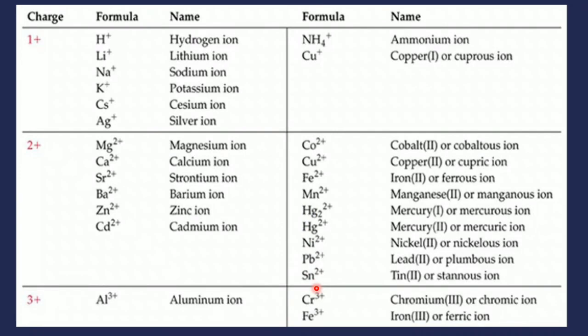So when you give the name for the ion, you have to see what the charge is. For example, for Fe2+, the charge is 2, so the name of the ion will be iron(II) ion. So remember to write the Roman numeral here to represent the oxidation number.